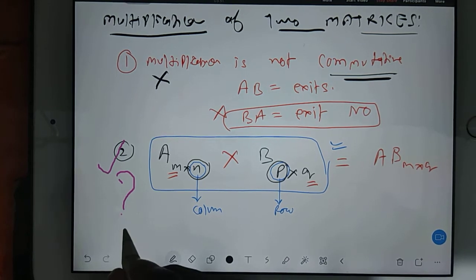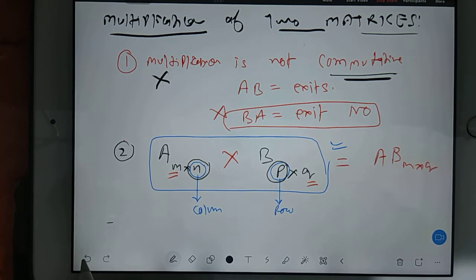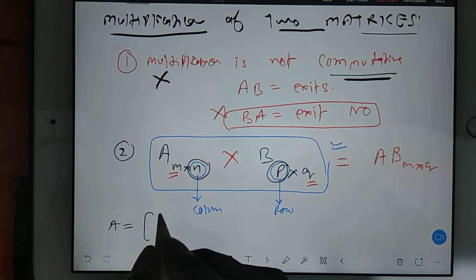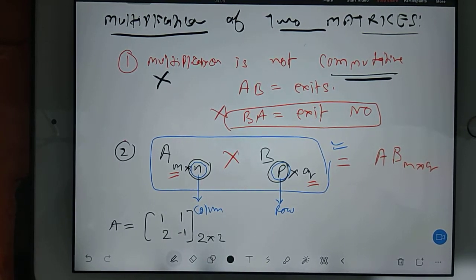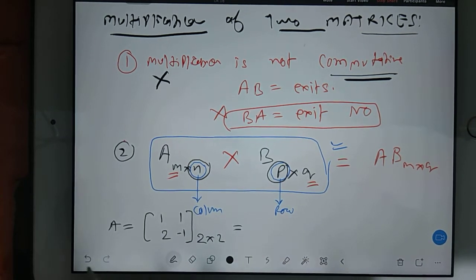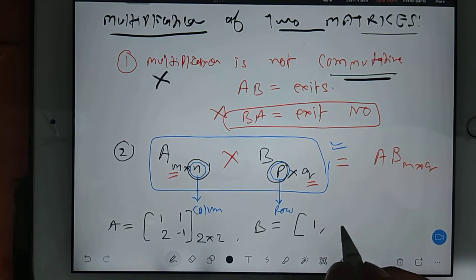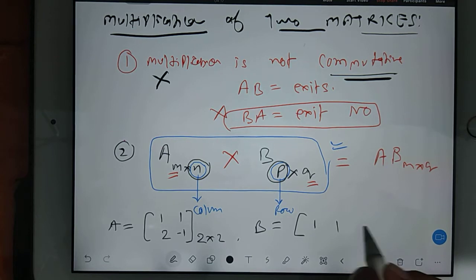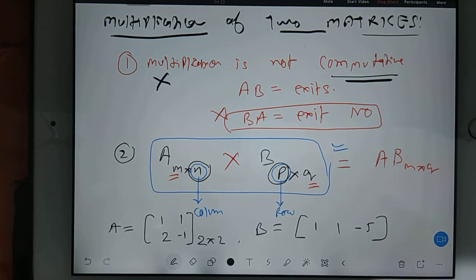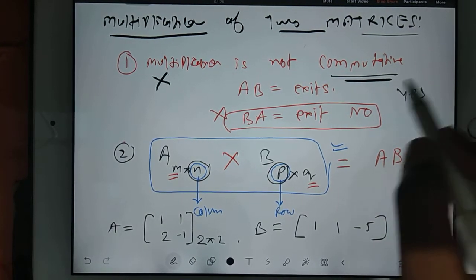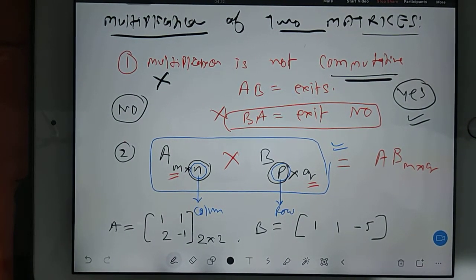Okay, let me give an example. Suppose I have a matrix A, which looks like 1, 1, 2, minus 1. So what is the order? 2 into 2. Now I have another matrix B, which I'm giving as 1, 1, minus 5. Now I want to know, can we multiply these two matrices? Tick yes if you say yes, tick no if you say no.